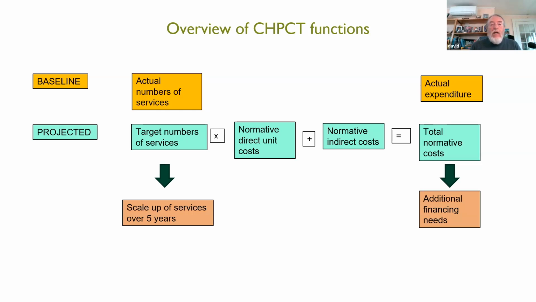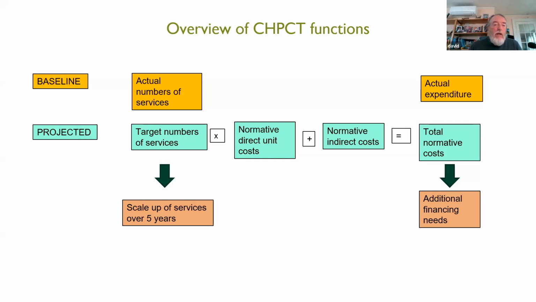Those projections start off with target numbers of services, which are based on incidence and prevalence rates and kind of targets that can be achieved. Those numbers of services are multiplied by normative direct unit costs. To those is added normative indirect costs to get total normative costs. So you can compare the target numbers of services with the actual numbers of services, which will give you the scale-up targets, and you can compare the actual expenditure with the normative costs to find out your additional financing needs.